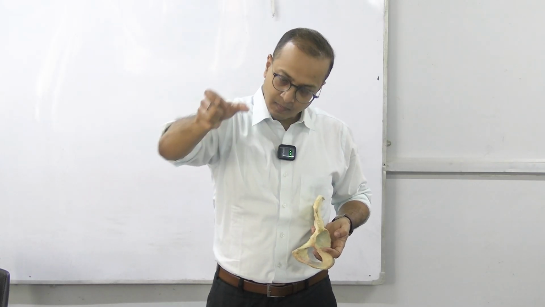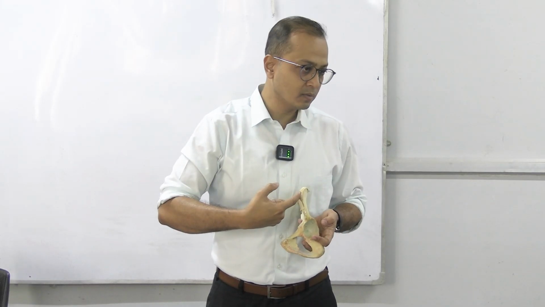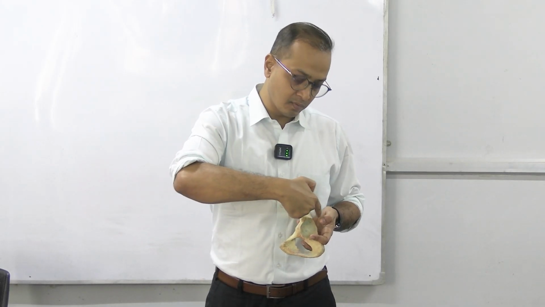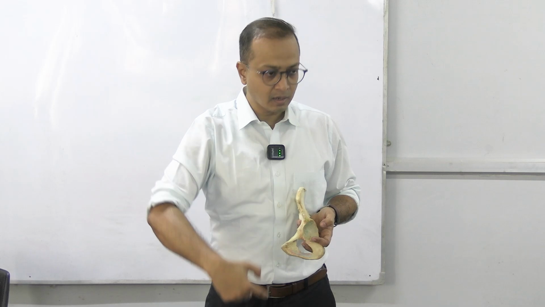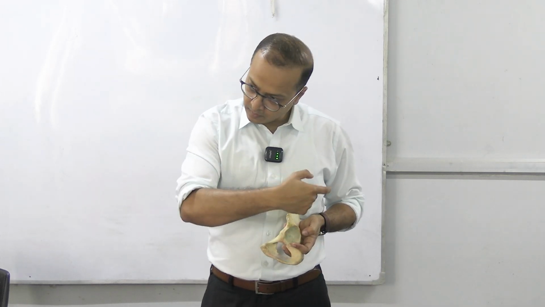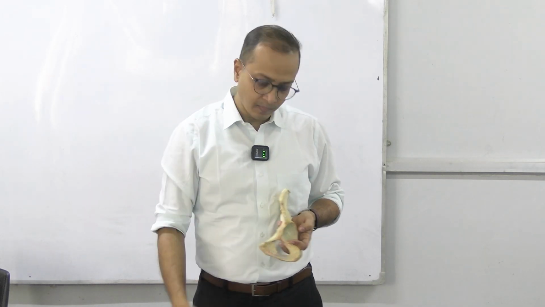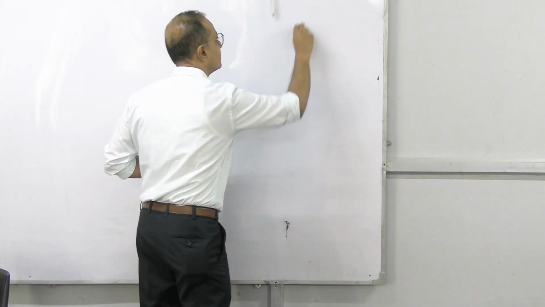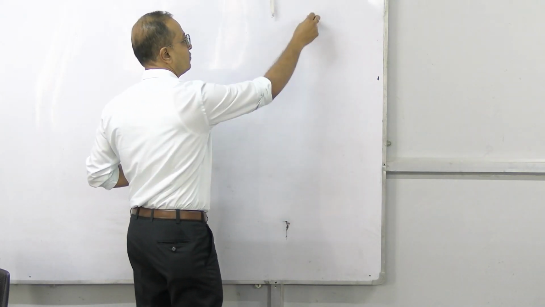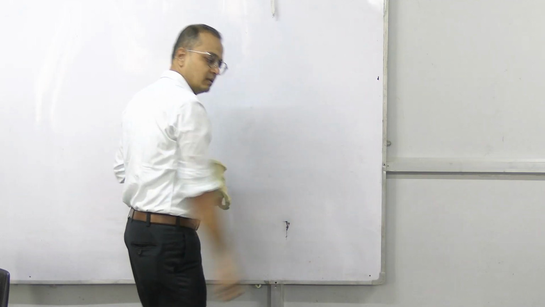So, that straight one has two heads, one is going straight, another one is coming from a curved course, we call it the reflected head. From here it is coming and then getting straighter. So, that is why you call it the reflected head of rectus femoris. One head is going like this and one head is coming like this. That is why you call it the reflected head, and they are making the muscle like this.